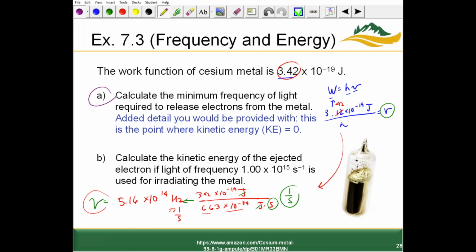So for A, we needed to set the kinetic energy equal to 0, then rearrange for this equation to solve for frequency. That's the work function divided by Planck's constant. We get this value, importantly, in the correct units of 1 over seconds, which we know is the same thing as 1 hertz. Here's the spelling of hertz, by the way, H-E-R-T-Z, so 1 hertz.